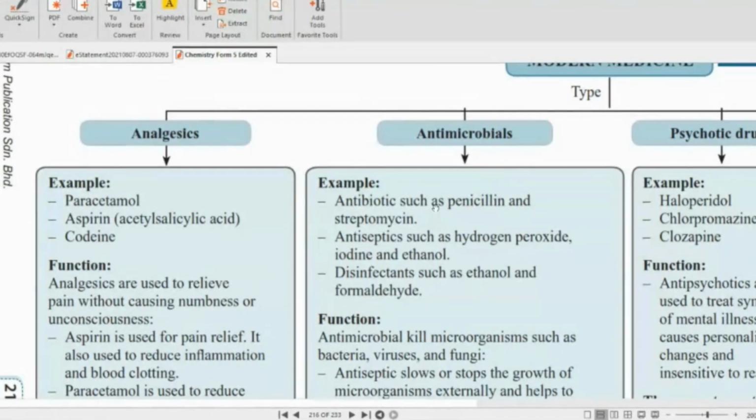Antimicrobials, okay. Previously, we called it antibiotics. Antibiotics is under this category, such as penicillin and streptomycin. Antiseptics such as hydrogen peroxide, iodine, ethanol. Disinfectants such as ethanol and formaldehyde. This is under antimicrobials.